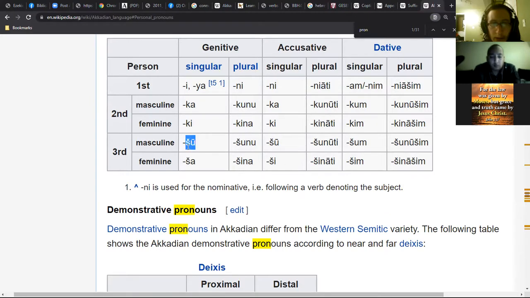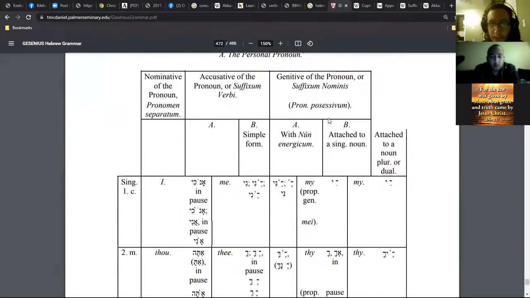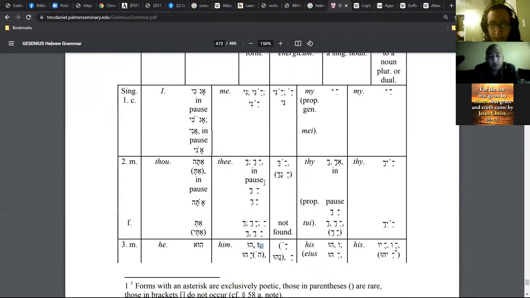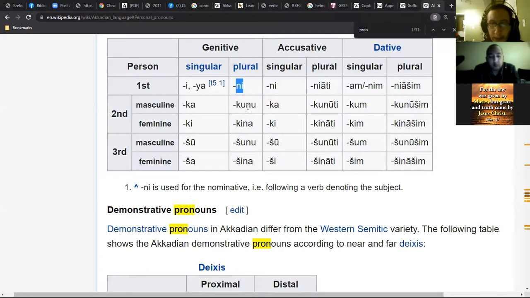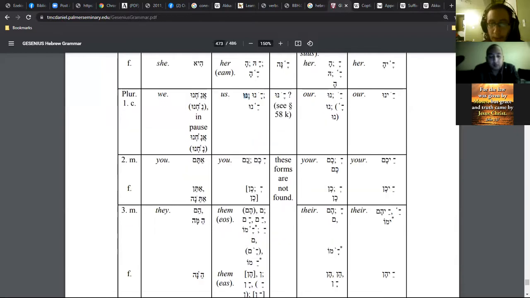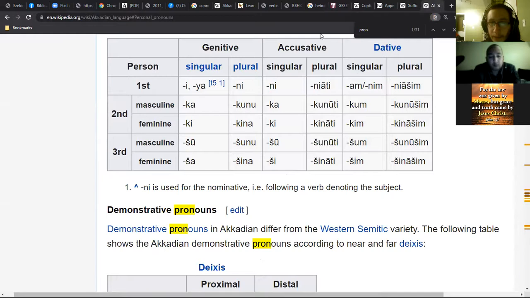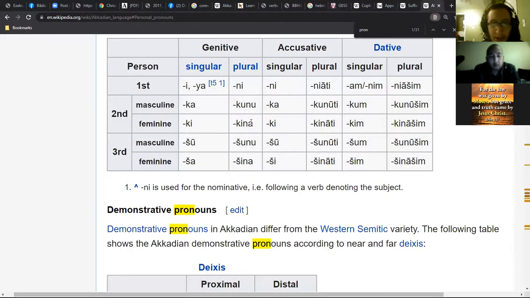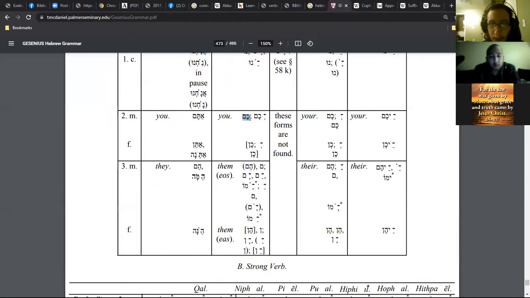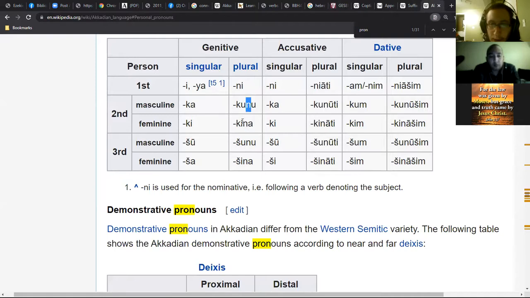The plural is nu, Akkadian has ni. Then come, but Akkadian has kum. And Akkadian distinguishes between feminine and masculine. So kuna and kina. And so Hebrew has kam and kin. But in Akkadian, it's noon for both, kuna and kin.